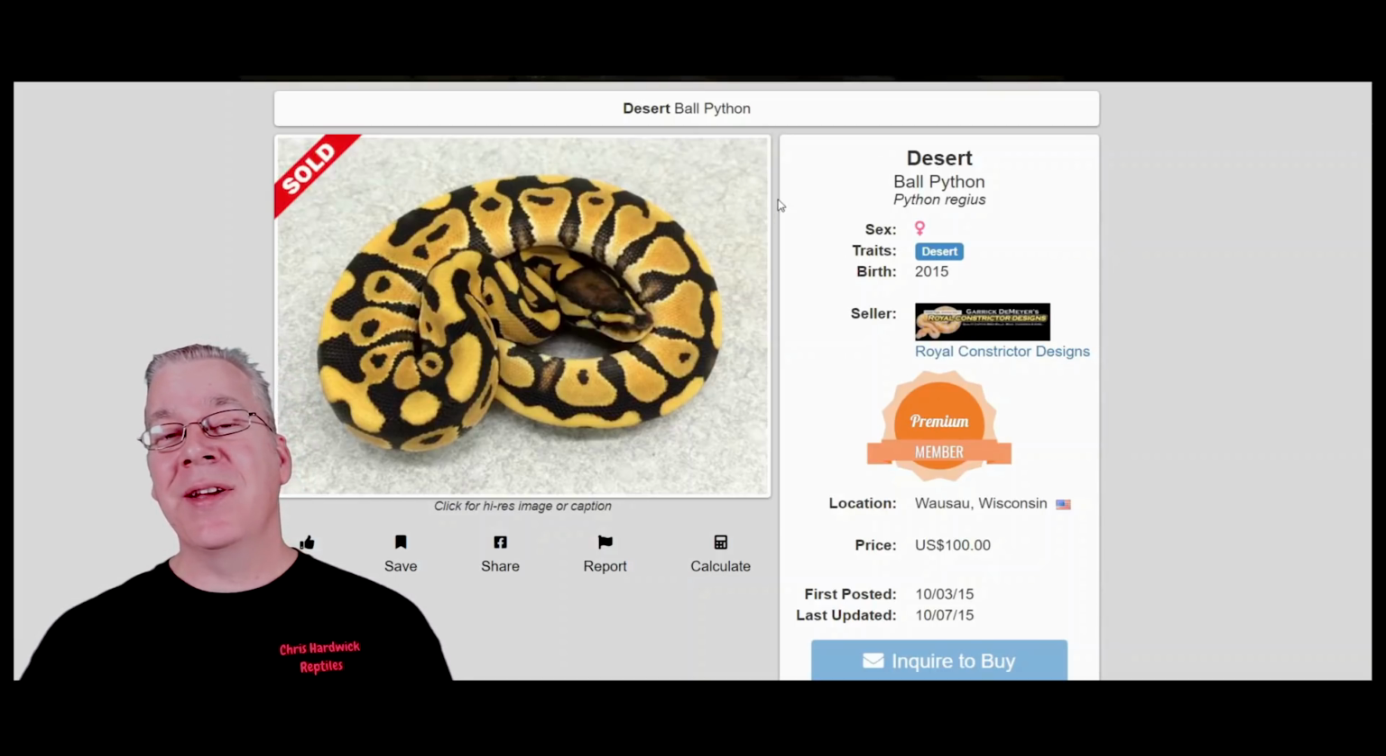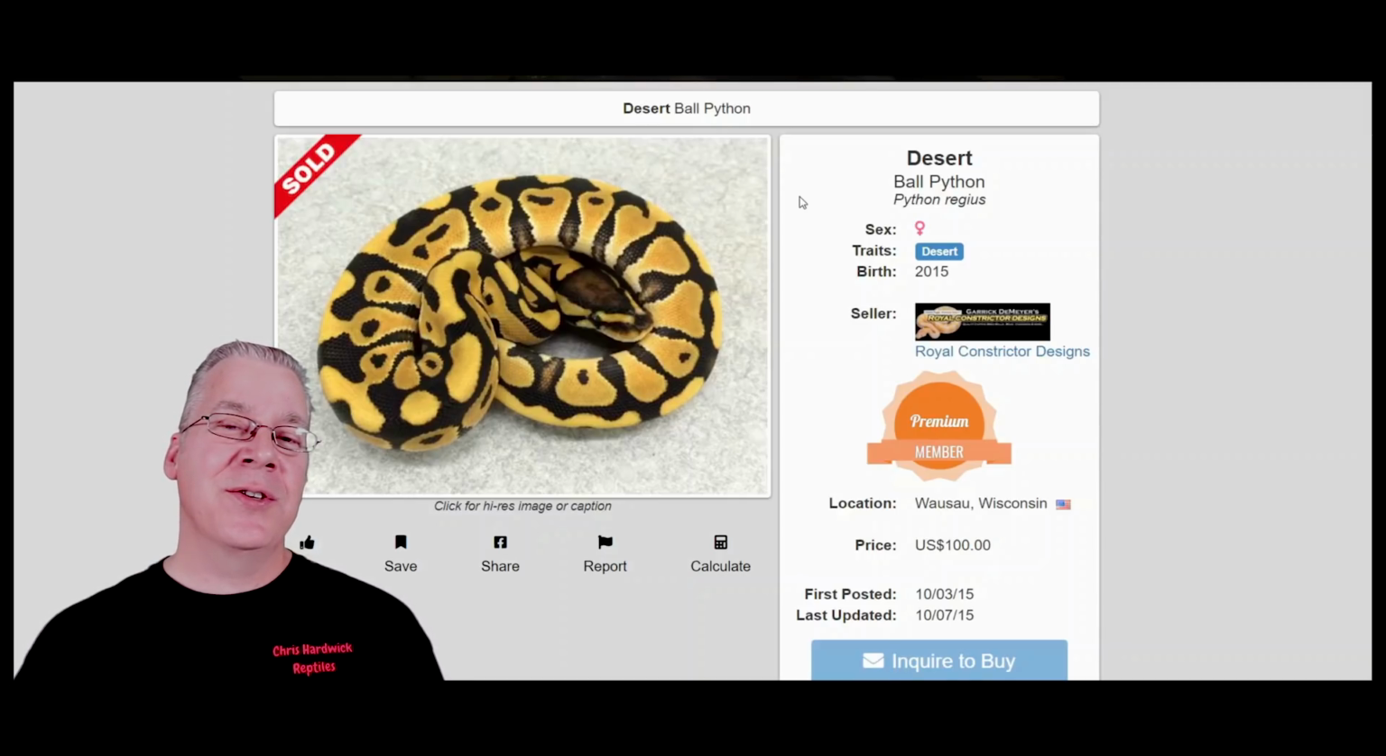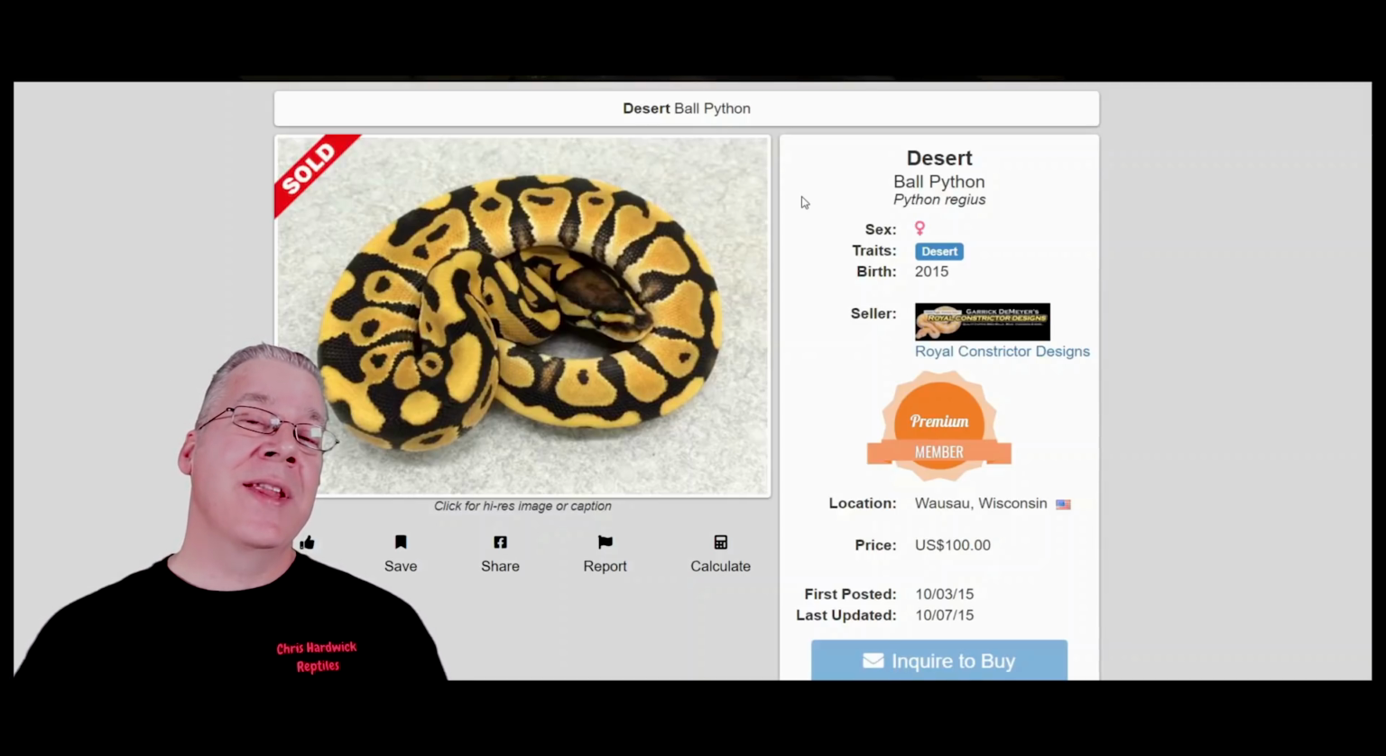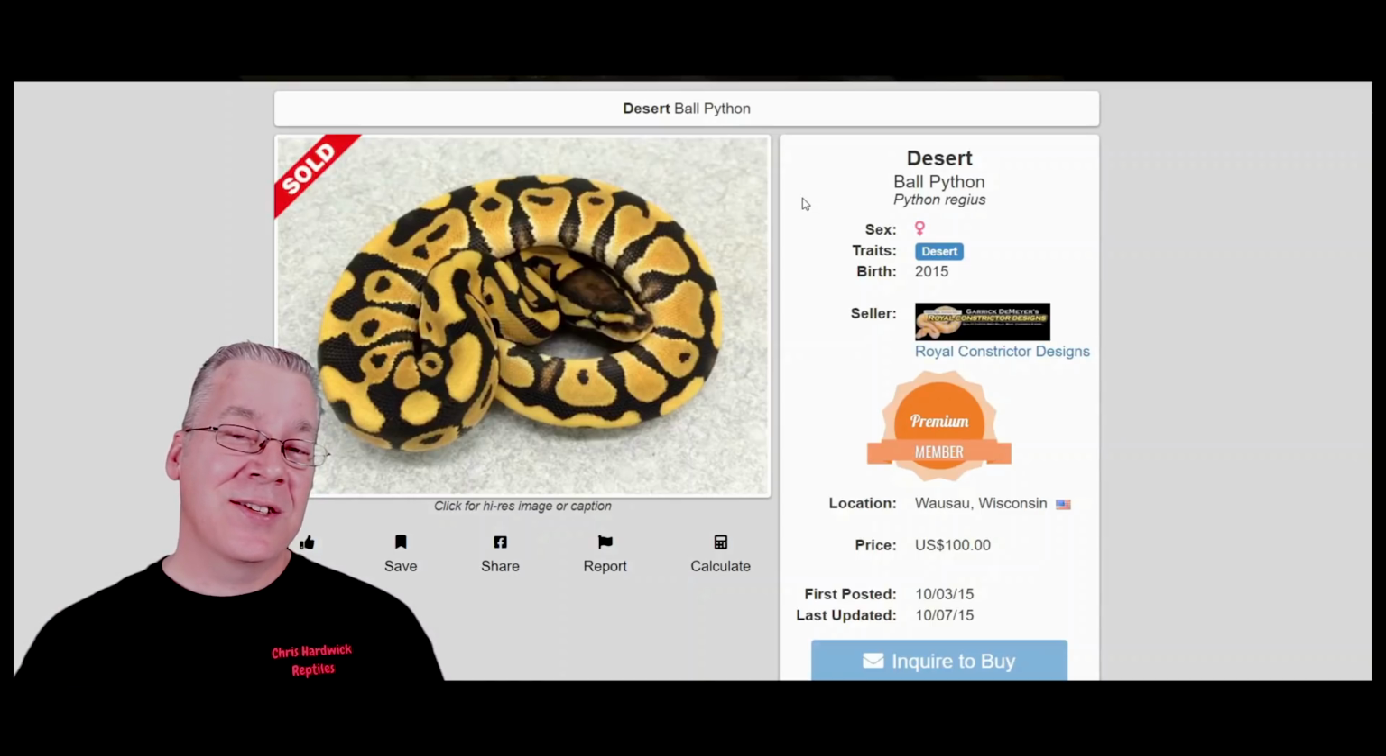But the problem is you can't make the super, because in order to make the super, you'd have to breed a male desert to a female desert, and then when that female desert lays eggs, 25% of those eggs would be the supers. And since you can't get the females to lay the eggs, you can't get the super.